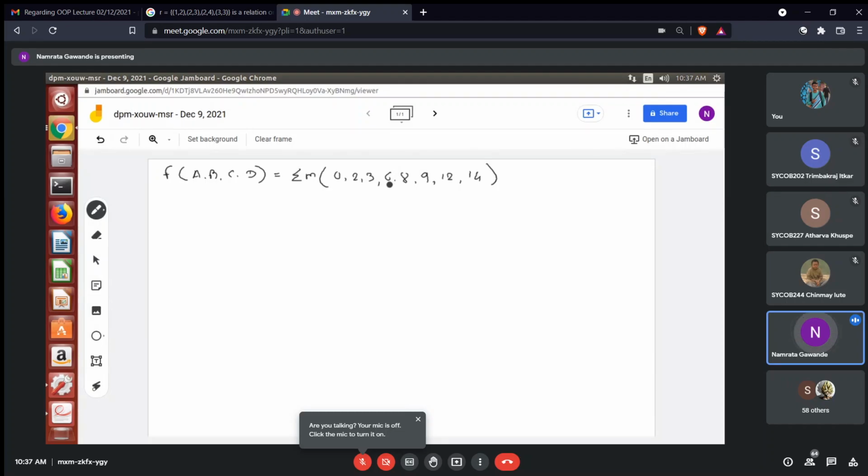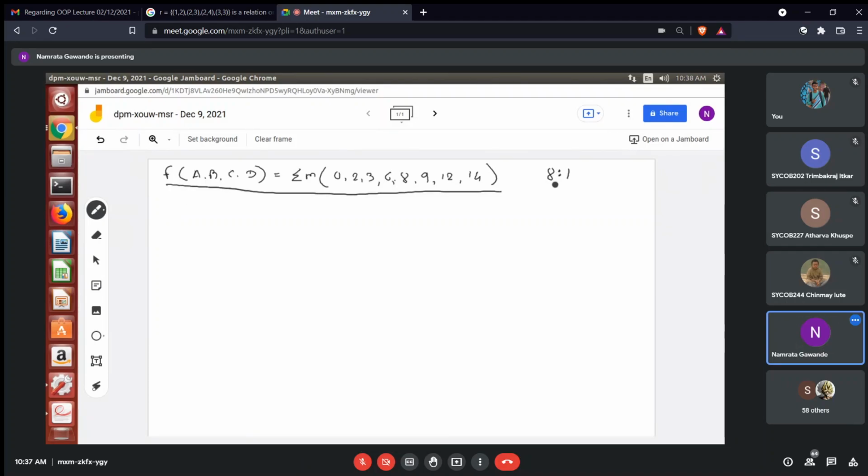Right? This is the same expression I have written over here. Now, with using 8 is to 1, we have to implement it. There are 4 variables, so I will write the truth table first: A, B, C, D, and Y is the output.